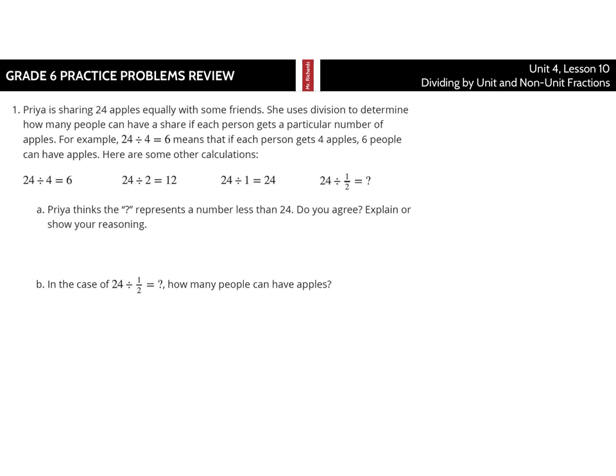She uses division to determine how many people can have a share if each person gets a particular number of apples. For example, 24 divided by 4 equals 6 means that if each person gets 4 apples, 6 people can have apples. Here are some other calculations.